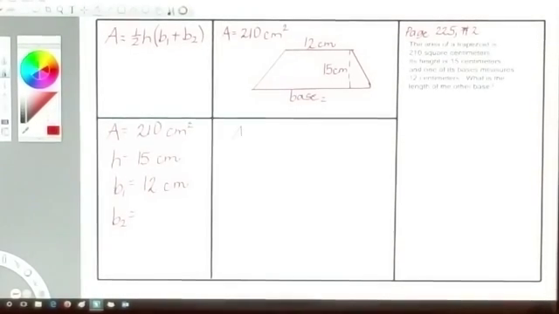So bring the formula into your workspace. And start plugging in the variables that you know. And I'll use 0.5 for half. Height is 15. And the sum of the bases, I have base 1 plus base 2. And area, don't know why I left that blank, but that's 210.